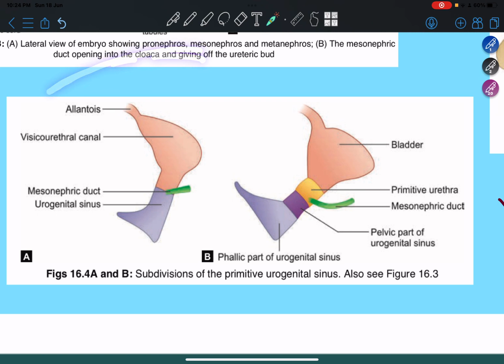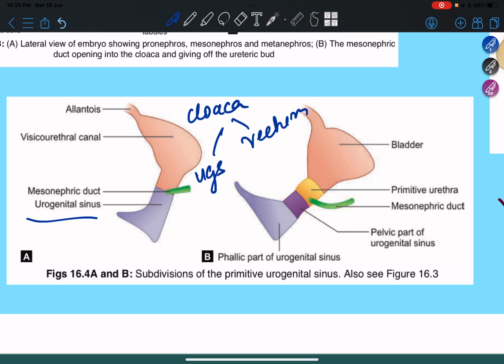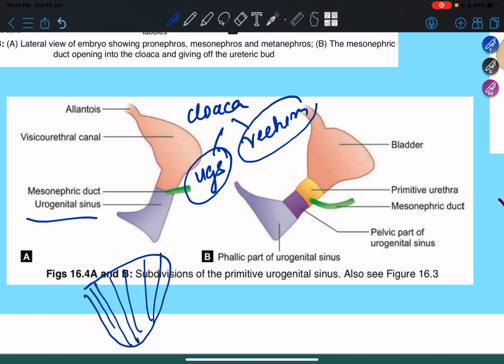The part of the hindgut which is distal to the allantois is called the urogenital sinus, or the cloaca. When you see the cloaca ventrally, you'll have the urogenital sinus. Dorsally, it will form the rectum. For example, if this is a cloaca, there will be a septum in the middle dividing it into a ventral and dorsal part. Ventral is urogenital sinus, dorsal is rectum.